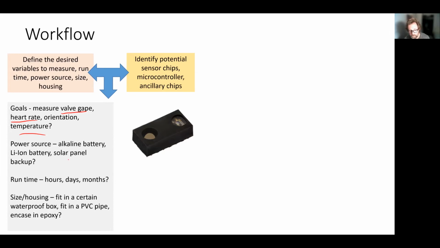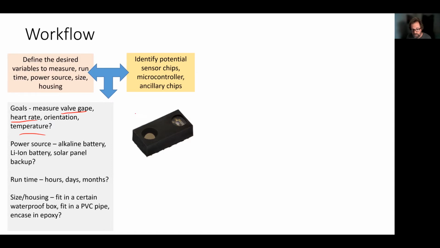And then, various power sources might be available. You might use regular alkaline batteries. You might use lithium-ion rechargeable batteries. A solar panel as a power source and backup might be very nice if you want to run for months and months. And sometimes the design parameters are going to be dictated in part by those power needs, and also the need to fit within a certain type of housing or a certain size envelope.